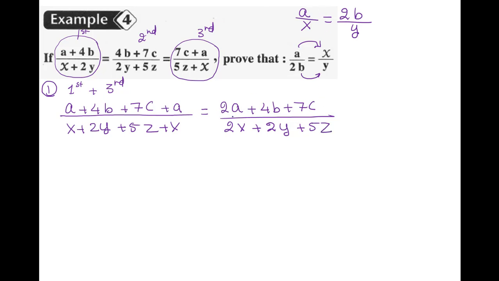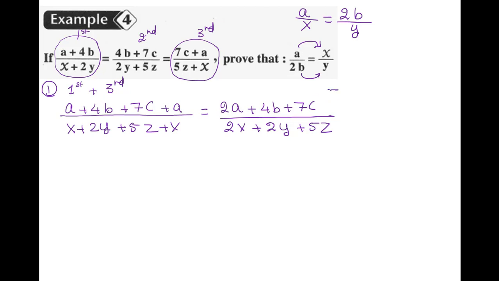I need only the a and the x. So I want to get rid of this stuff. Here I will see that my middle term has 4b and 7c, but it's with positive. So if I just add it, it's going to add to it. It will not remove it. So I just subtract.